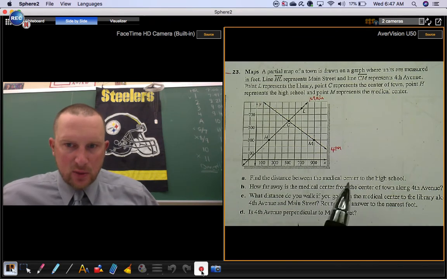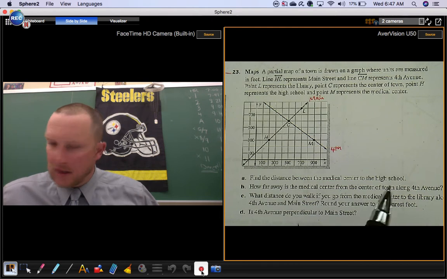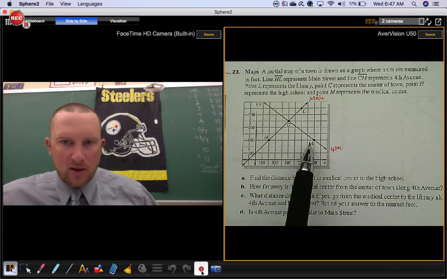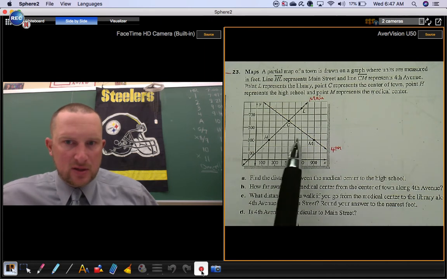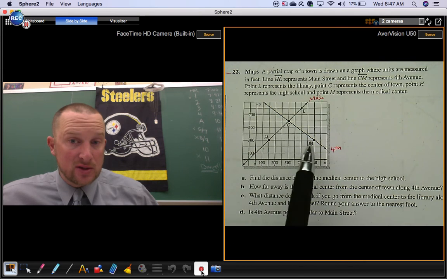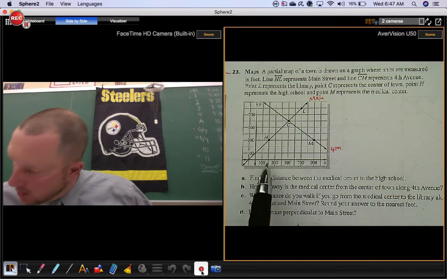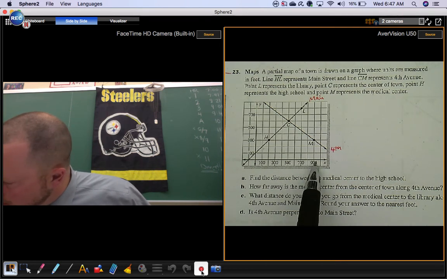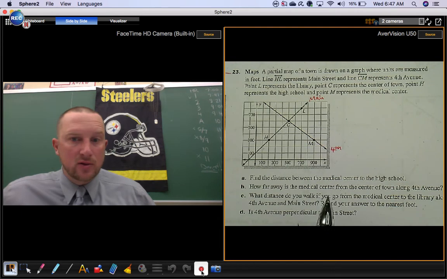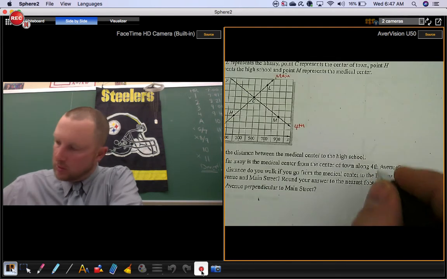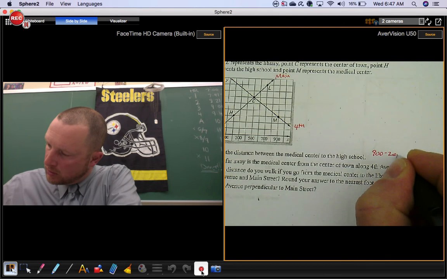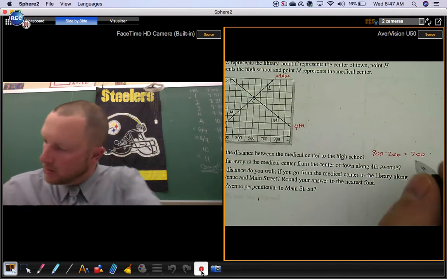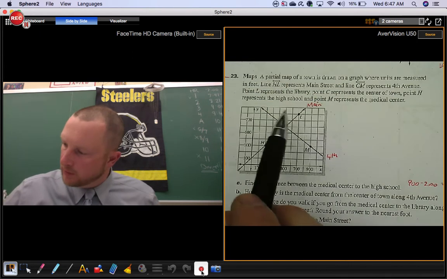Find the distance between the medical center and the high school. Here's medical center, here's high school. How far apart are they? Well, this one's pretty easy because notice how this is a horizontal segment, so you can just count that distance. The high school has an X value of 200, and the medical center has an X value of 900. So use your ruler postulate. It would be 700 feet, remember.